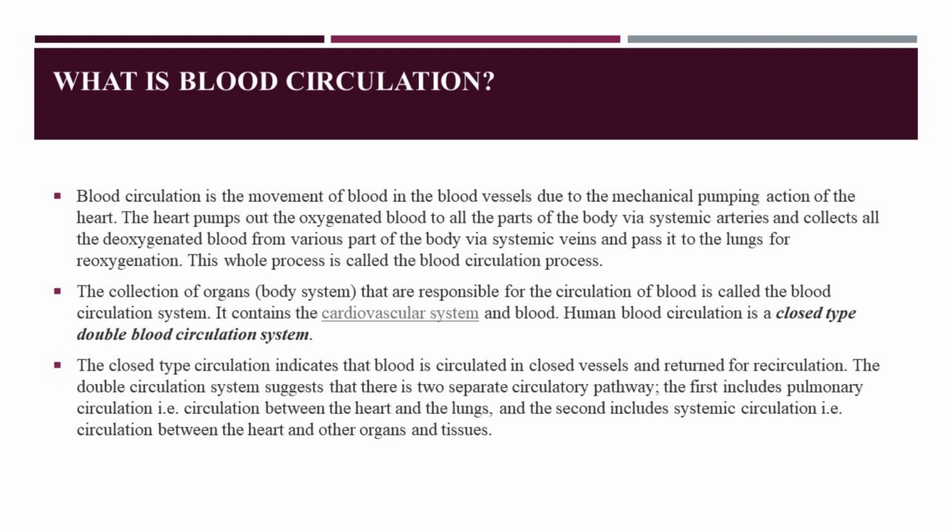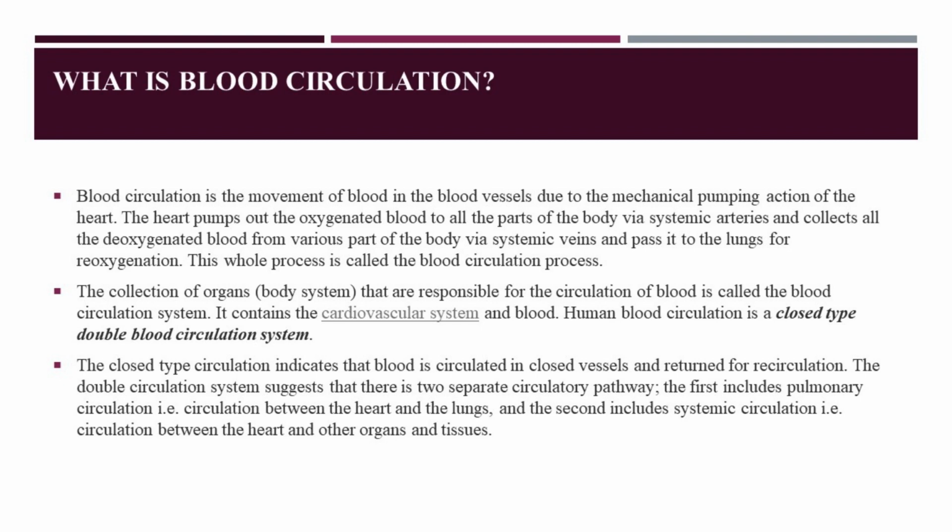The collection of organs and body systems that are responsible for the circulation of blood is called the blood circulation system. It contains the cardiovascular system and blood. Human blood circulation is a closed-type double blood circulation system. The closed-type circulation indicates that blood is circulated in closed vessels and returned for recirculation. The double circulation system suggests that there are two separate circulatory pathways.